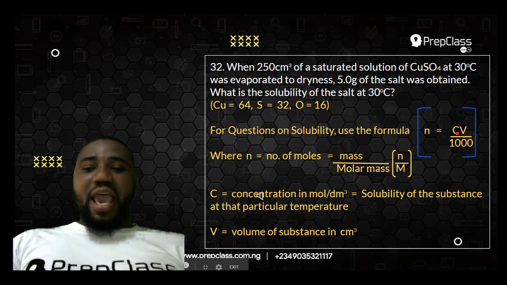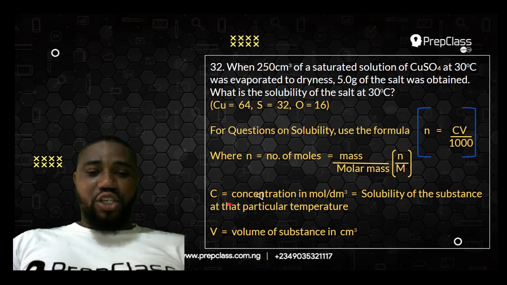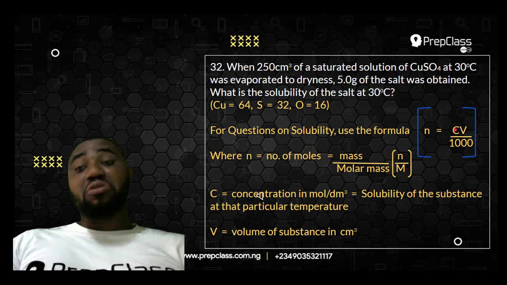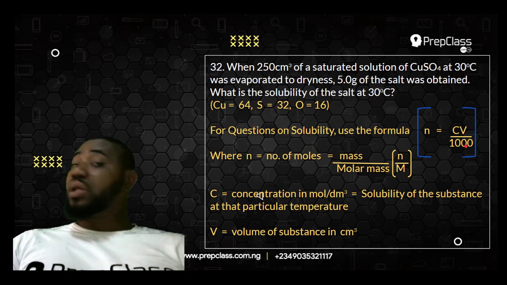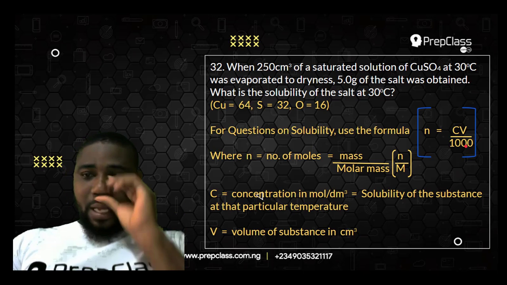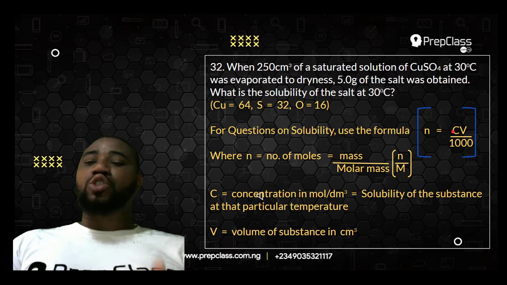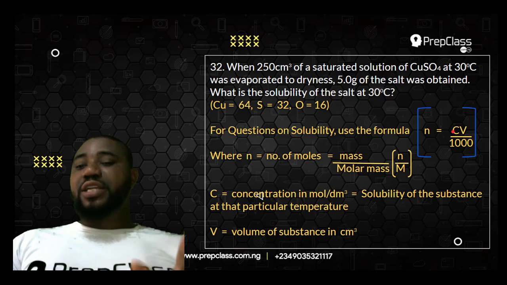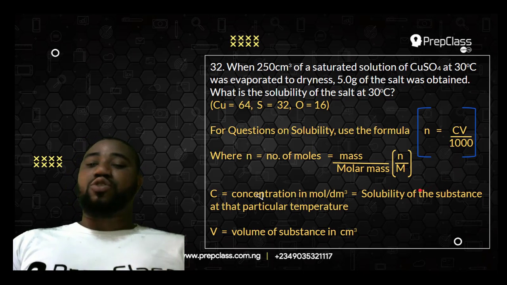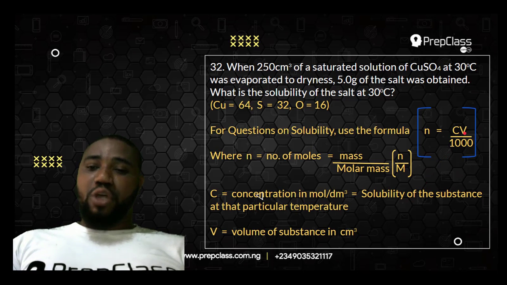Now your C here is your concentration. Concentration is in mole per dm³. That concentration is your solubility. So take this C as your solubility. Maybe you can write n is SV over 1000 if that is the way you understand it. But just know that this C here is concentration, and it represents the solubility of that substance at that particular temperature. V is the volume of the substance.